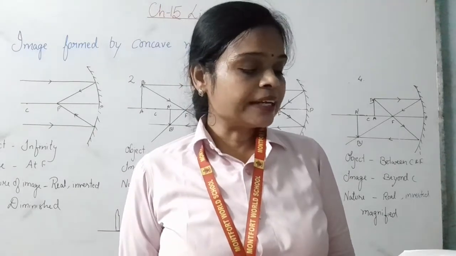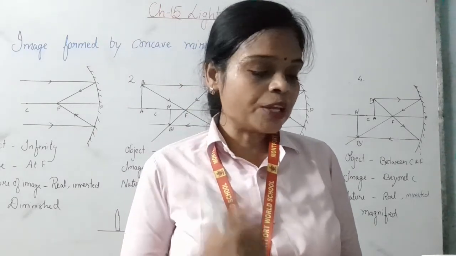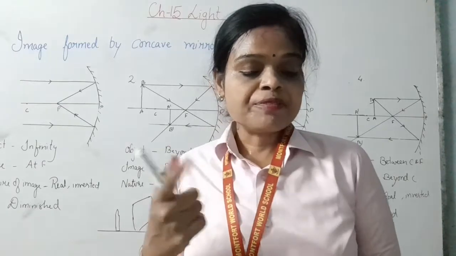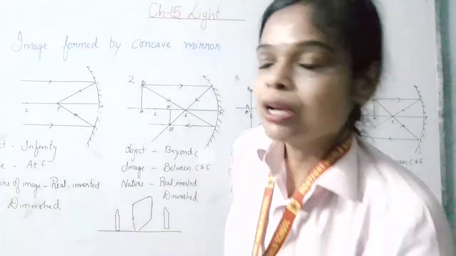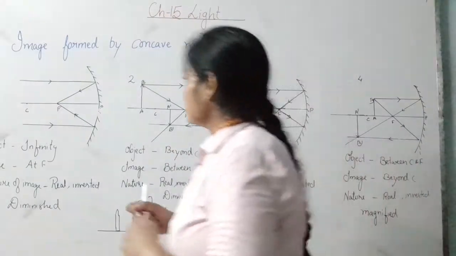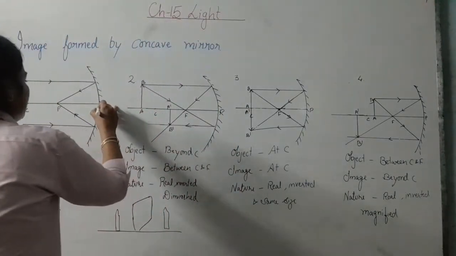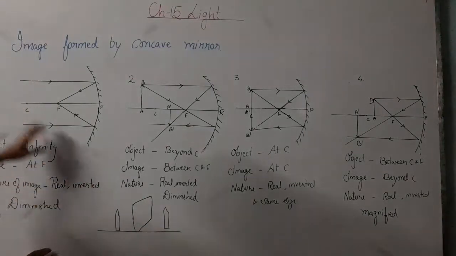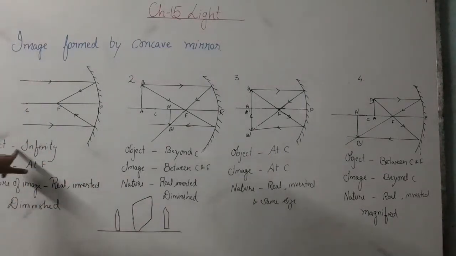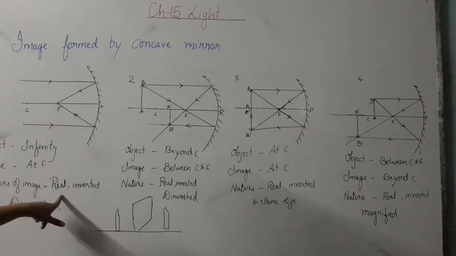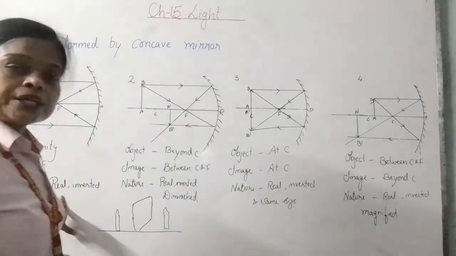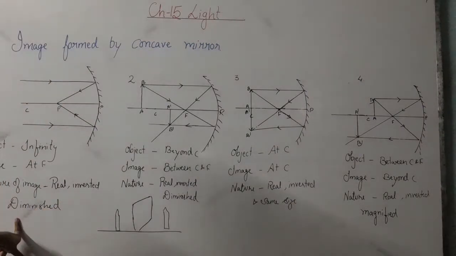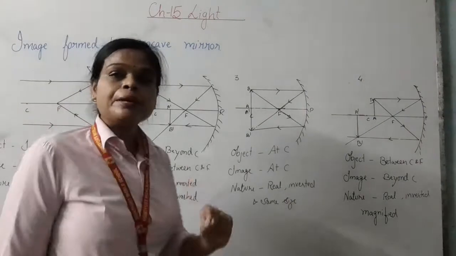Now draw the neat diagram and state the characteristics of the image formed when the objects are placed in front of the concave mirror. So now we have some diagrams, that is the image formed by the concave mirror. These are the diagrams which I have drawn on the board. The first one is if the object is at infinity. If the object is at infinity, the image is formed at F. The nature of the image is real, inverted and diminished. It's a very small image, a diminished image.